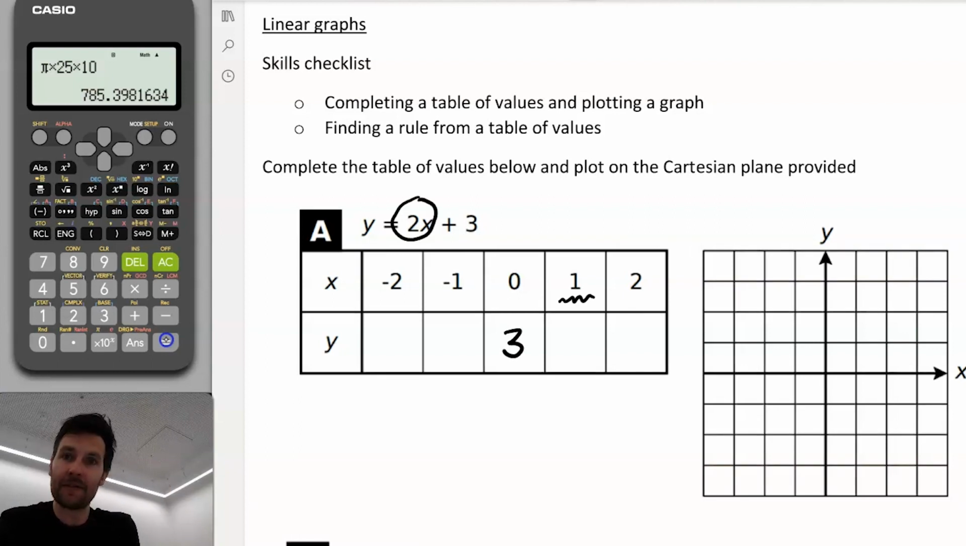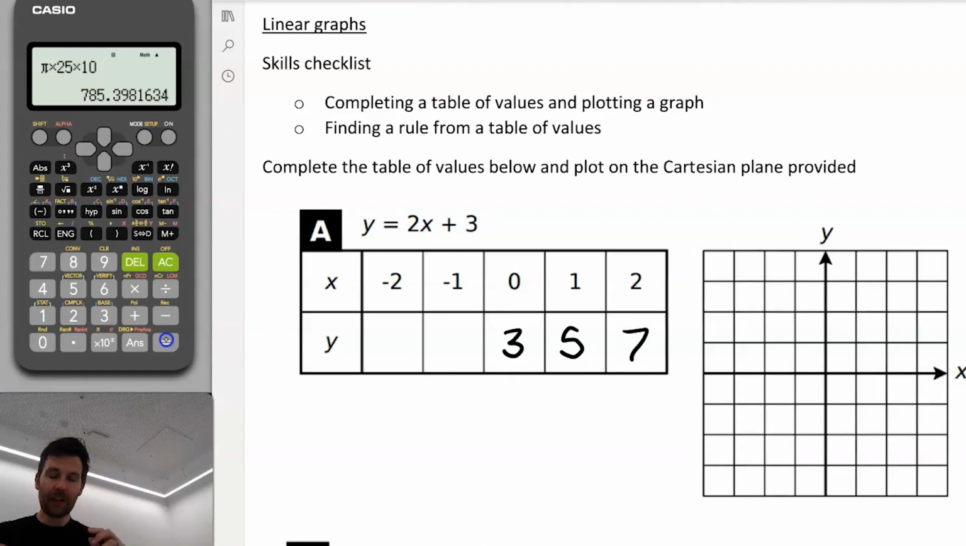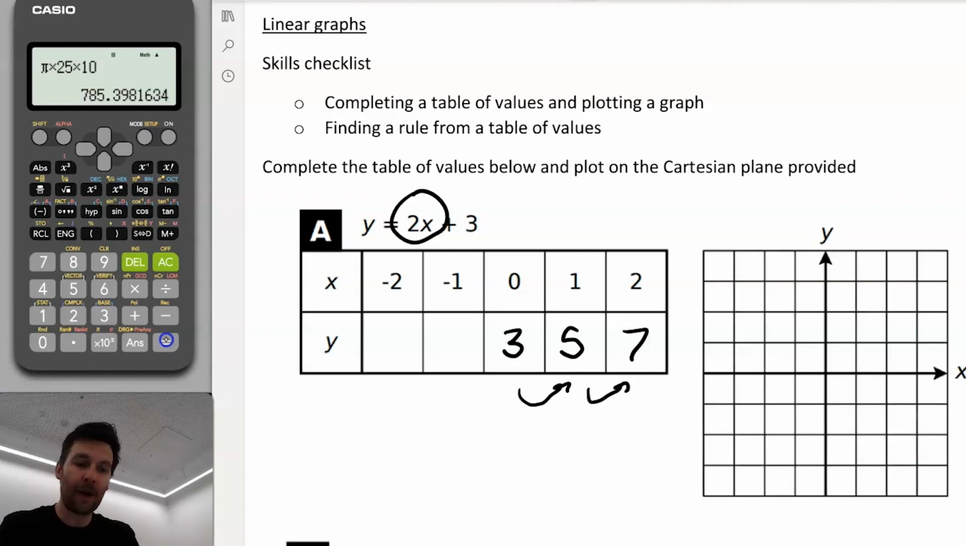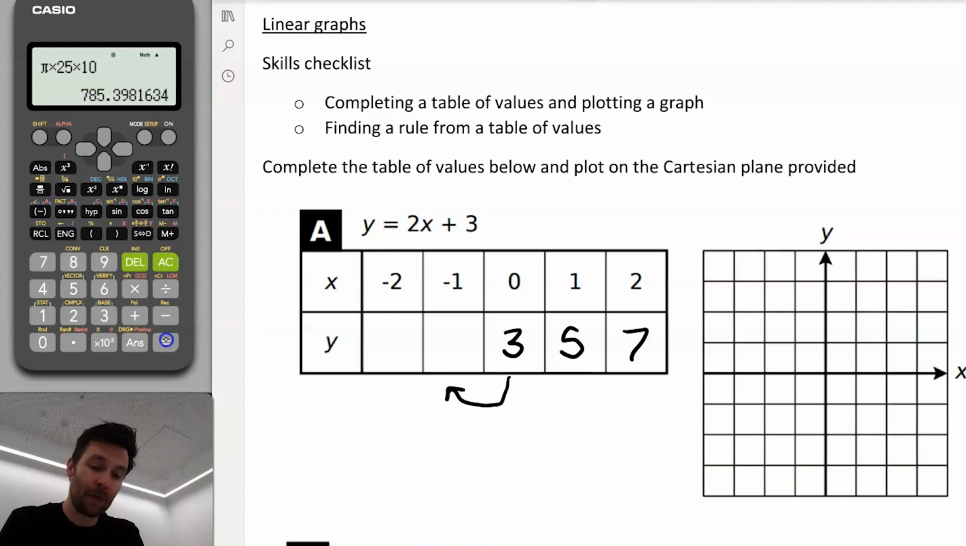Let's move on to x equals 1. 2 times 1 is 2, plus 3 equals 5. Next one, 2 times 2 is 4, plus 3 equals 7. You'll notice at this point that a pattern starts to emerge. We're increasing by 2 every time, and that's the same as whatever we're multiplying x by in the equation. So you can figure out the rest manually if you want to, or you can just count down by 2 for each of them. So 3, if I take 2 from that, will give me 1, and then taking 2 away again gives me -1.